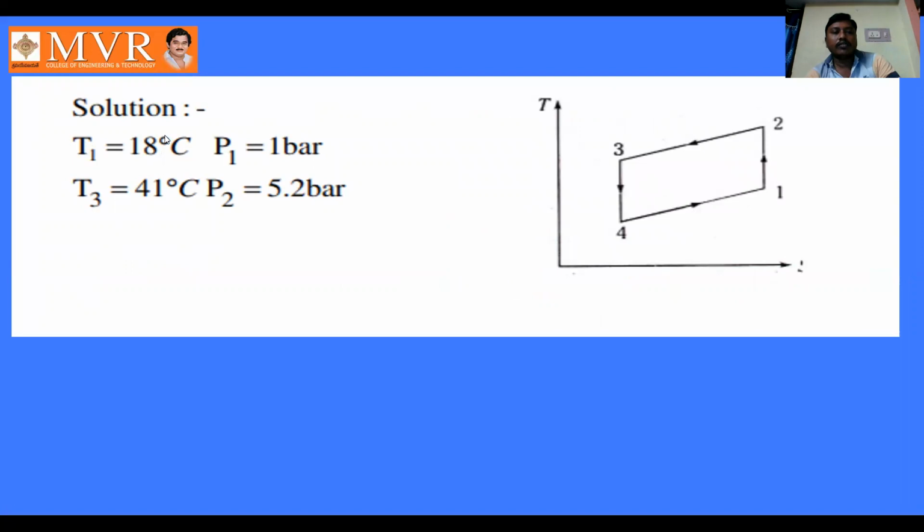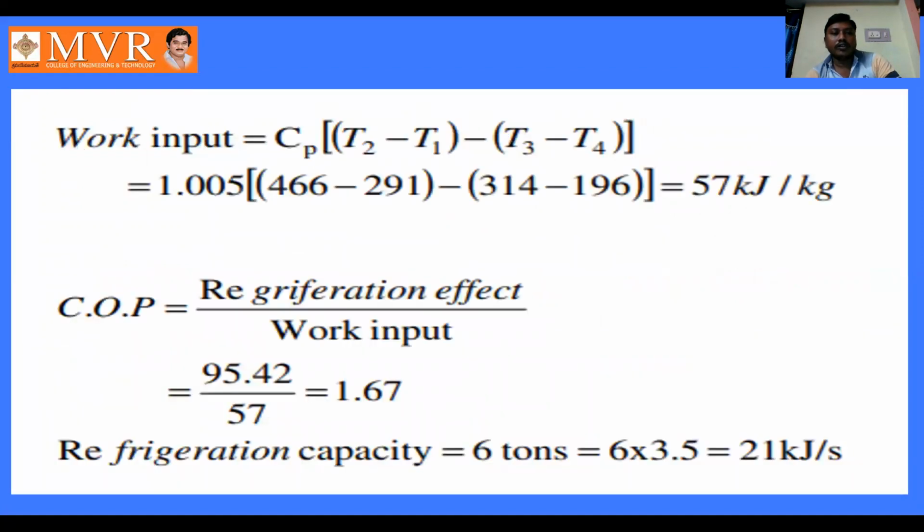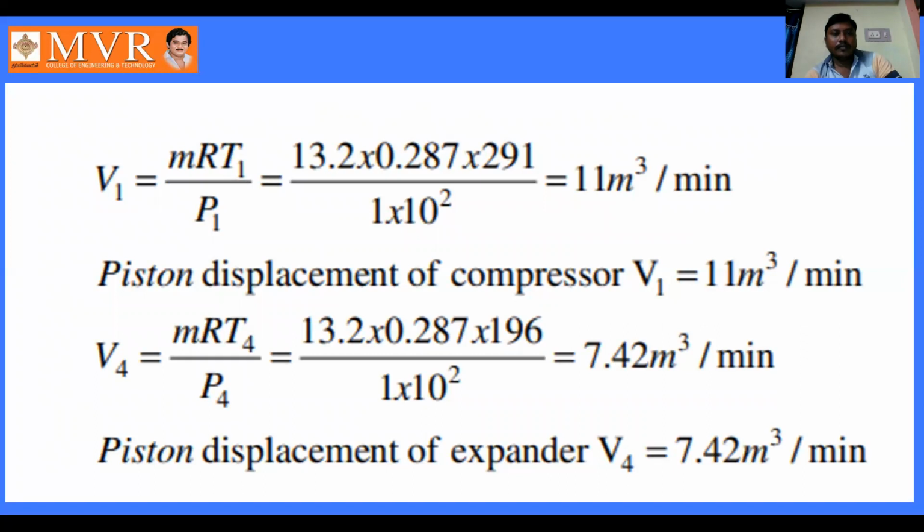Here T1 is equal to 18 degrees Celsius, so we are converting into Kelvin: 18 plus 273 is equal to 291, by P1. Already we know that P1 is equal to 1 into 10 square, converting into Newton per meter square, that P1 is equal to 10 into 1 into 10 square. Hence, the required value of V1 is equal to 11 meter cube per minute.